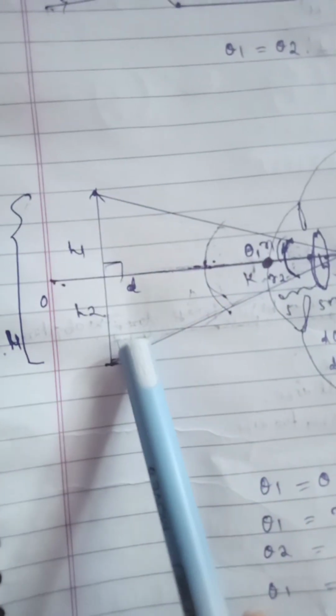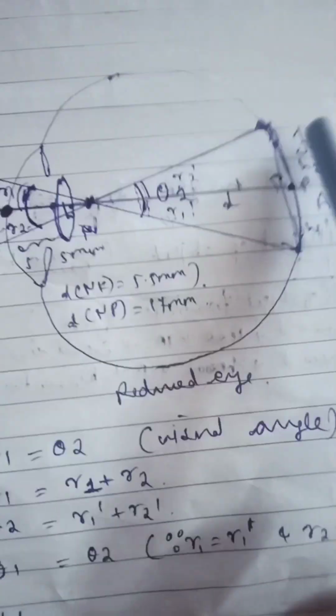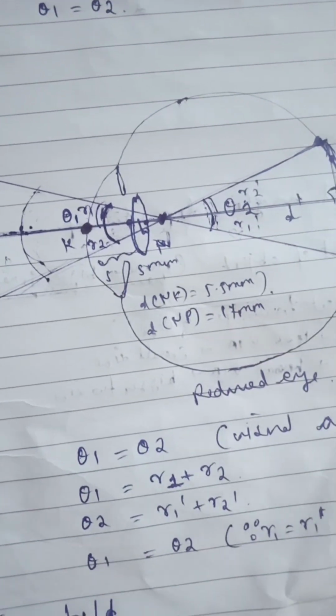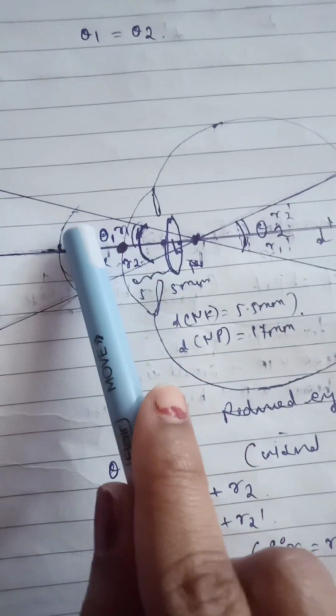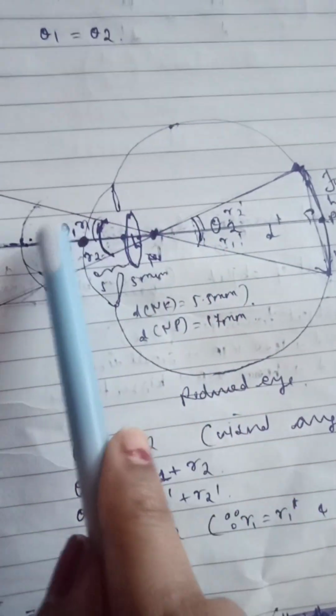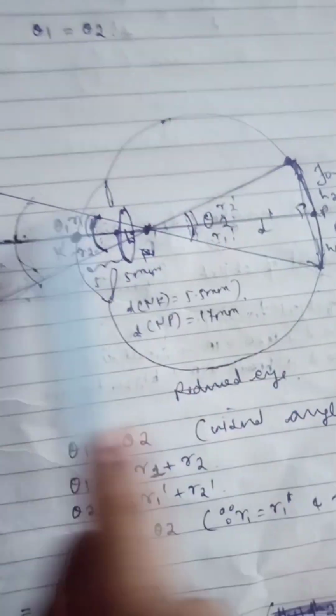Now theta 1 equals theta 2, so h upon d equals h dash upon d dash. That is, this upon this equals this upon this, because these two are equal. So from this equation, in the book, you know that the visual angle on the object side and the visual angle on the retinal side are going to be the same.